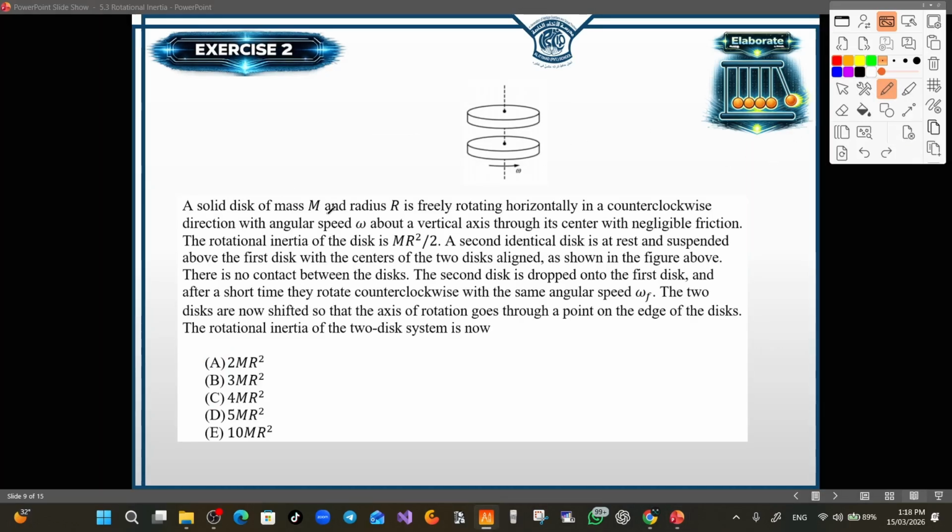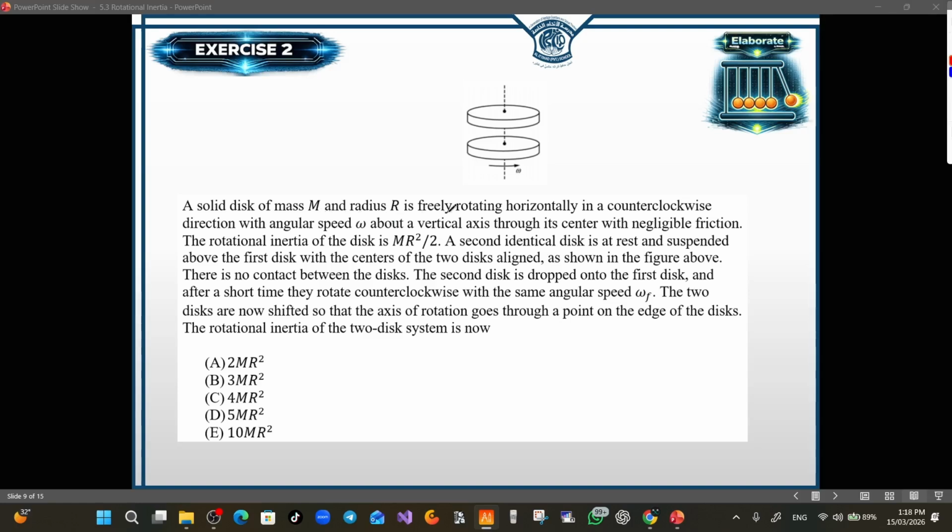A solid disk of mass capital M and radius R is freely rotating horizontally in the counterclockwise direction. So this is the direction of the rotation of the disk. The angular speed is omega about a vertical axis through its center with negligible friction. As we can see here, the axis of rotation is passing through the center of the first disk. The rotational inertia, or the moment of inertia, of the first disk is M R squared over 2.